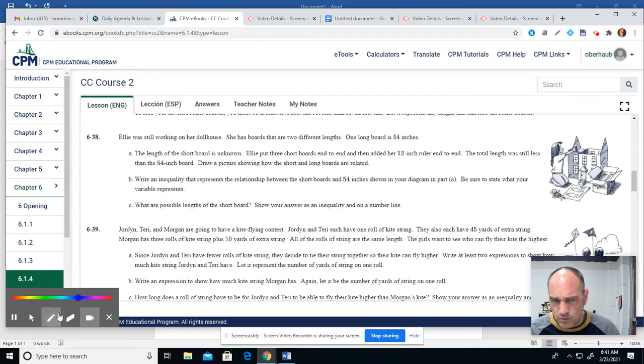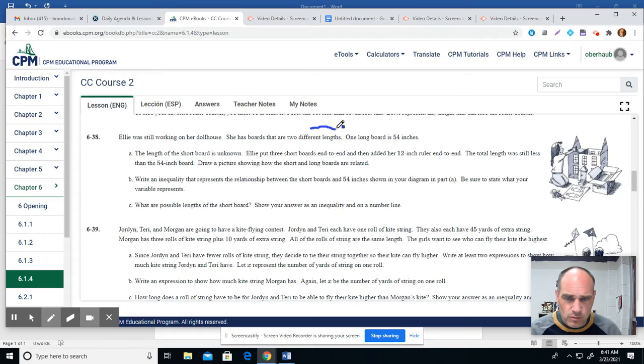So my short boards are all the same. It says I have three short boards end to end. So I've got a short board, it's not very straight, a short board, and a short board. I'm going to call them S's just to remind myself that they're short boards. There's my three short boards end to end, and then I add her 12-inch ruler end to end.